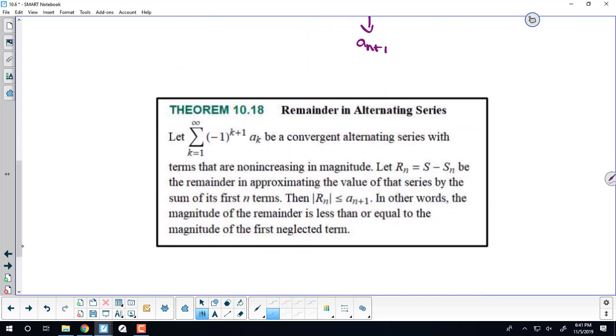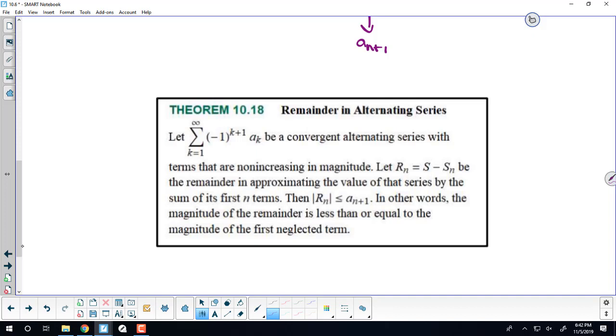So if we have an alternating series that's convergent, and the terms are non-increasing in magnitude, then we're able to come up with this statement here. R sub n is s minus s sub n, the remainder. Then the magnitude of the remainder, or the error, is less than or equal to the first neglected term, the first term of the series that we didn't use to determine an approximation. Does that make sense? In other words, the magnitude of the remainder is less than or equal to the magnitude of the first neglected term.